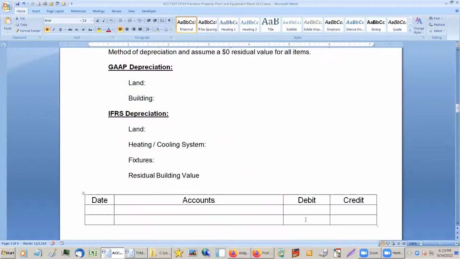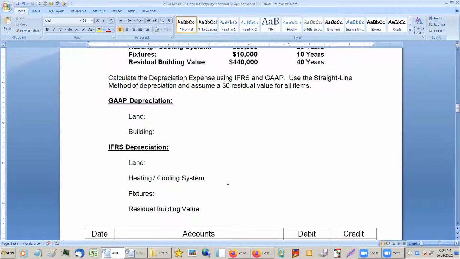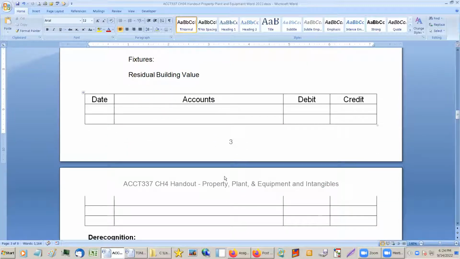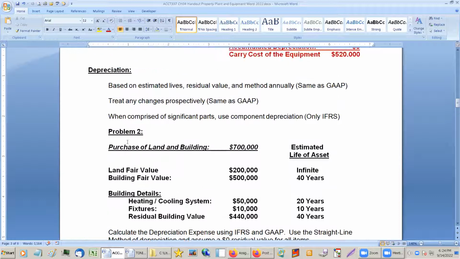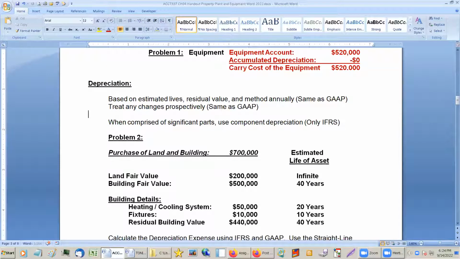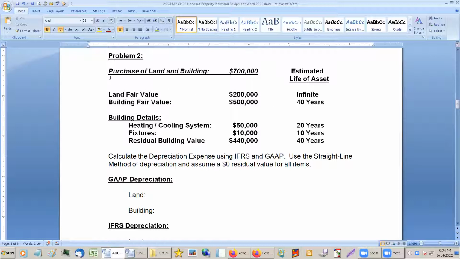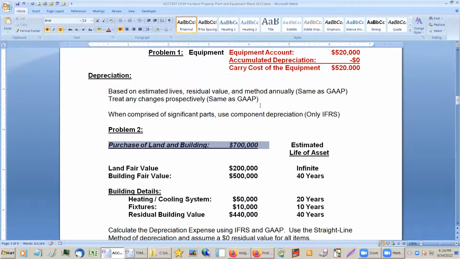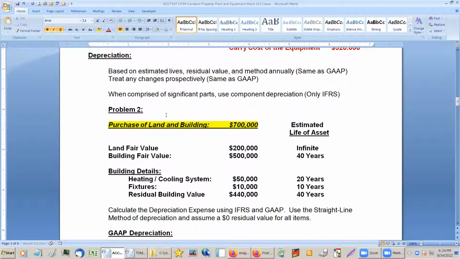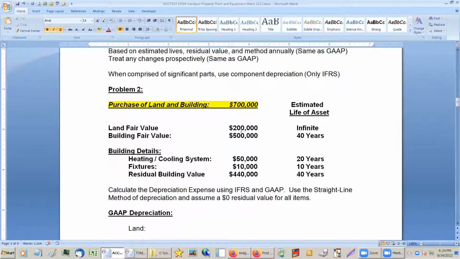Okay, another kind of strange, let's say strange, but a difference is actually, it's not strange. I think I like the international standards better on this. So here's the thing. Problem number 2. Purchase land and building for 700,000. Now we all know that land does not depreciate. Buildings do. So we have to separate these out.